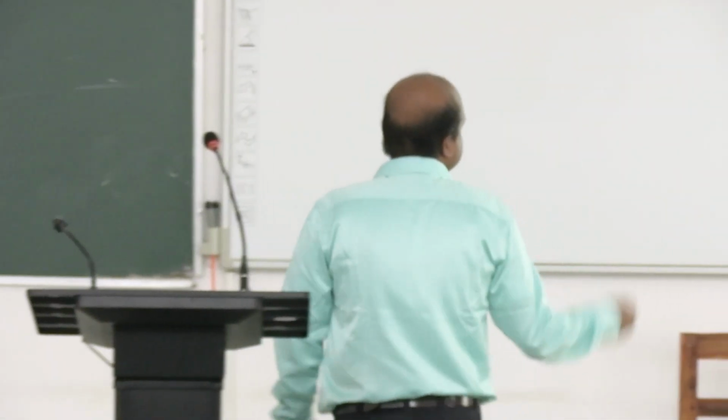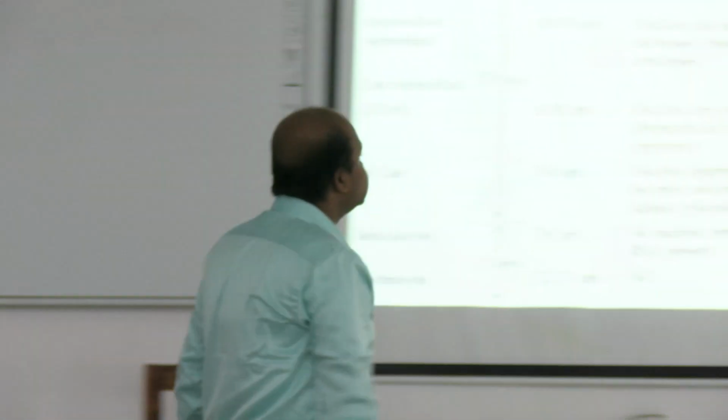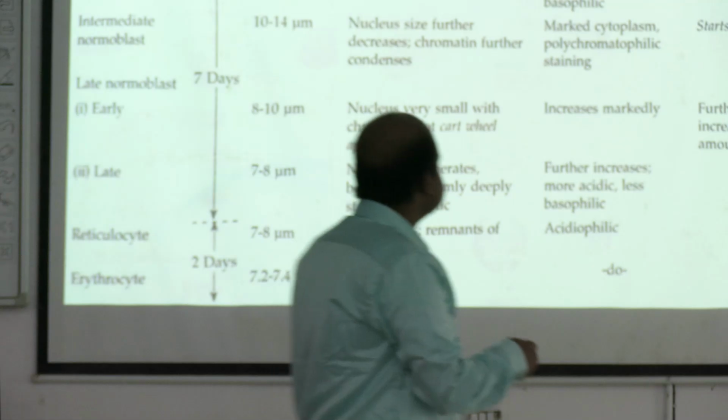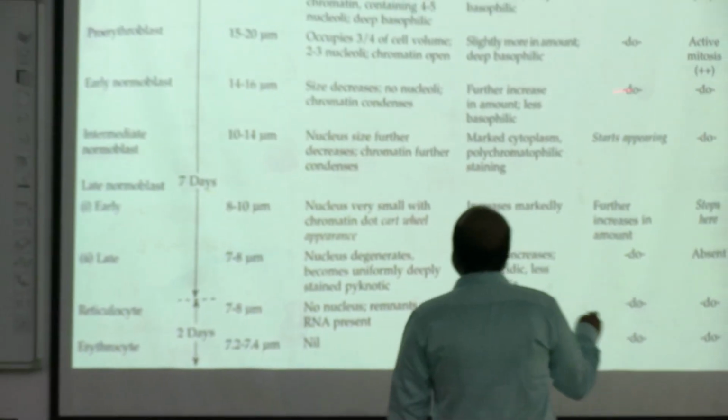the nucleus is extruded. So these are favorite MCQs: at which stage the nucleus is lost, at which stage hemoglobin is formed. All these can appear as MCQs.